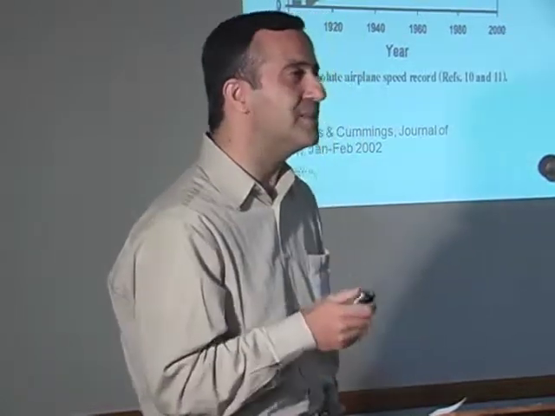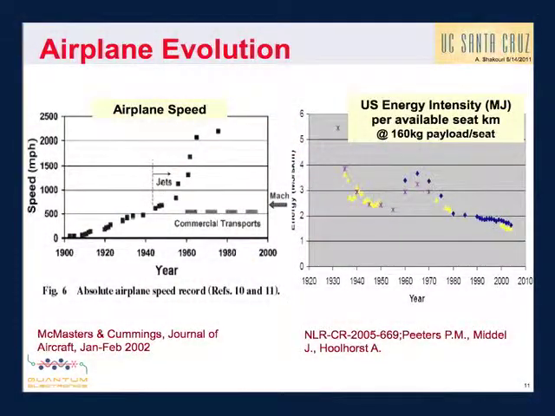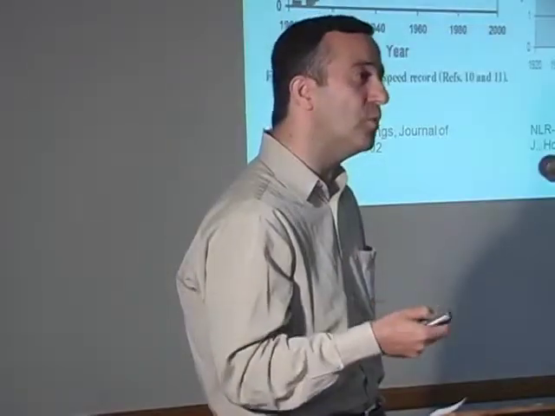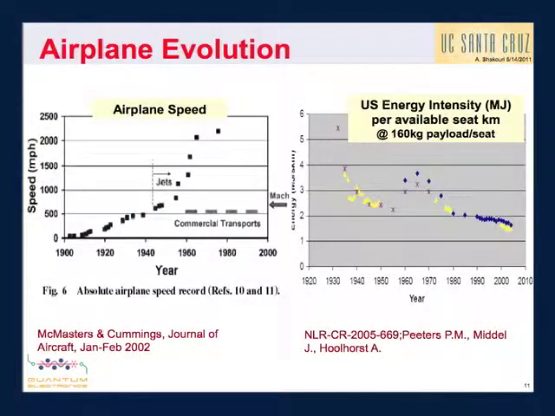But the bottom line for the business is the amount of energy needed to transport a person. This is a technical unit, megajoules per available seat kilometer. But this number tells you how much fuel airlines consume to transport you. If you look at the numbers, technology advanced between the 1920s and 1950s and the number came down. Then the jet engine came in, and the number went up. Why? Because fuel was so cheap, people didn't care about fuel consumption. But it's getting better in the last 40, 50 years.